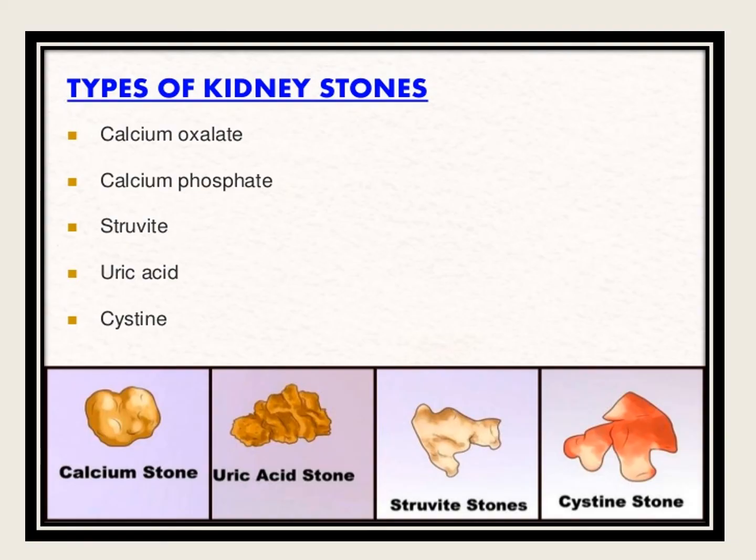Types of kidney stone: calcium oxalate, calcium phosphate, struvite, uric acid, and cystine. Calcium stone, uric acid stone, struvite stone, cystine stone.